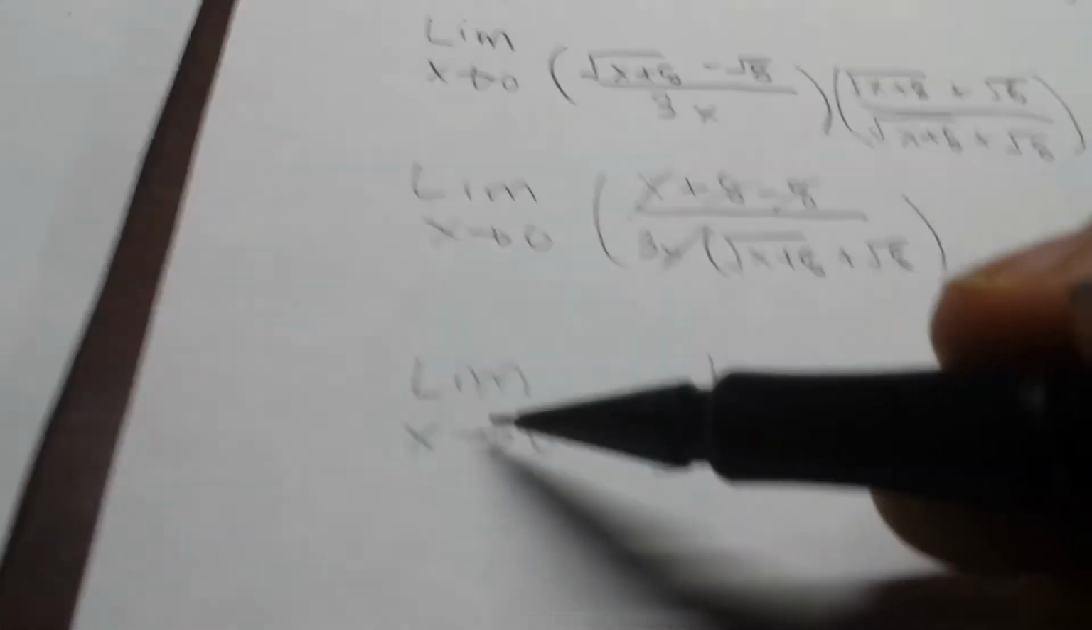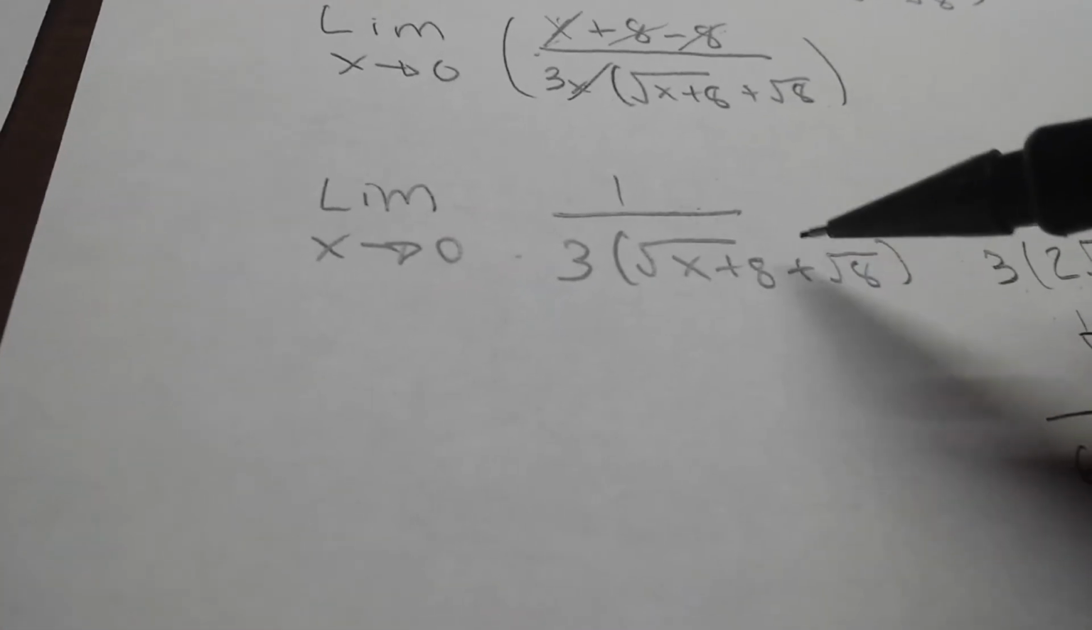For the limit as x approaches 0 of 1 over 3 times root of x plus 8 plus square root of 8.